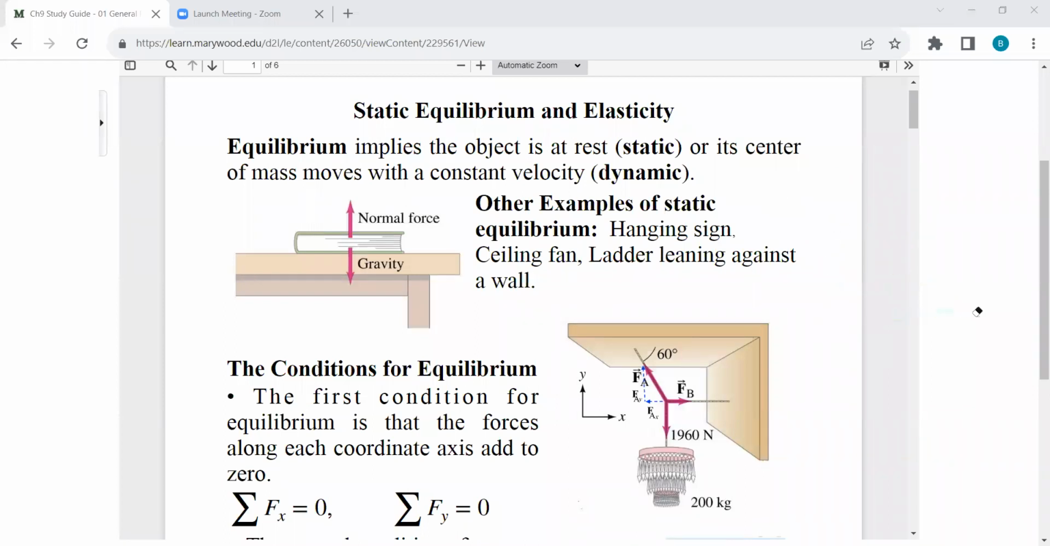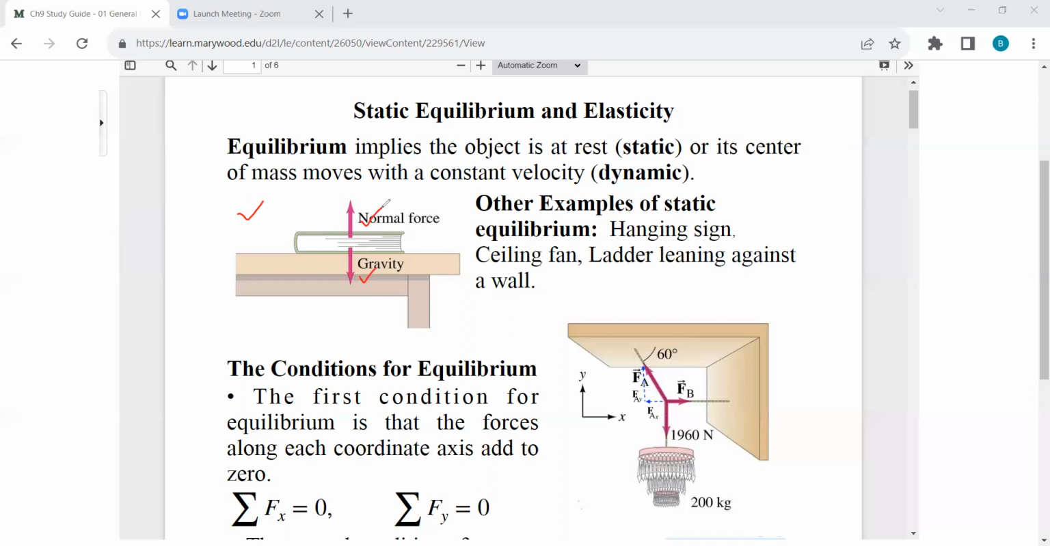Now, what are the examples of static equilibrium? For example, a textbook sitting on the table. You see that the textbook is at rest. There are several forces acting on this textbook. There is gravity, there is normal force, but the object is at rest. That means the net force acting on this object is equal to 0. That's why it is at rest.